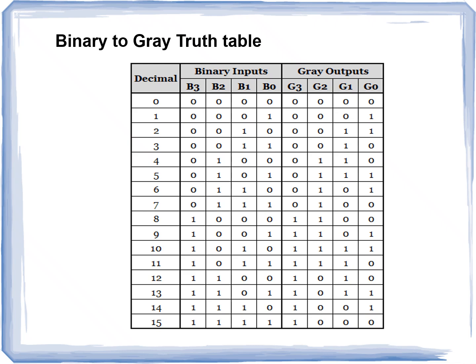In this slide, we have converted the binary input values into gray output values by using the same method from 0 to 15. In this truth table, they have converted the decimal values from 0, corresponding binary values 0 0 0 0, and the equivalent gray values. Likewise, it converted the values from 0 to 15 by using the same procedure.